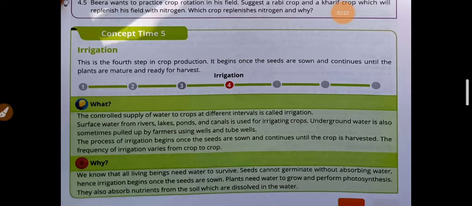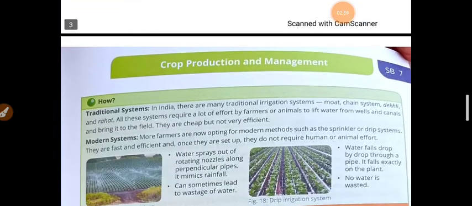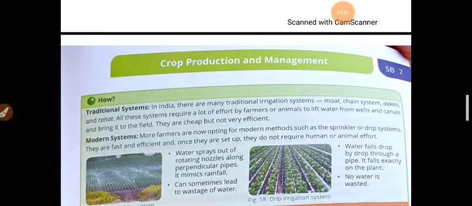So, why do we need to do irrigation? We all know that all living beings need water to survive, right? We need water, plants need water for their growth. Seeds will not grow until they absorb water, and then the seeds will grow. Plants also need water to perform photosynthesis, and all the nutrients are absorbed from the soil dissolved in water. All the nutrition dissolves in the water which is present in the soil.